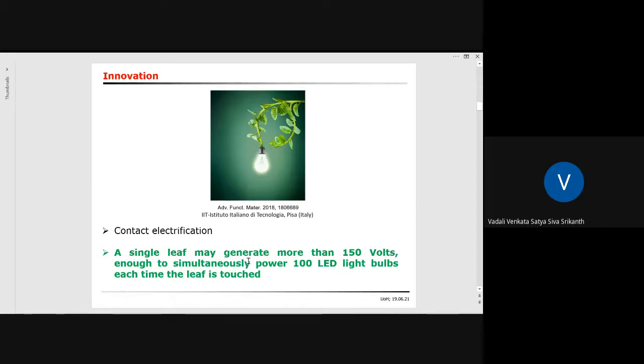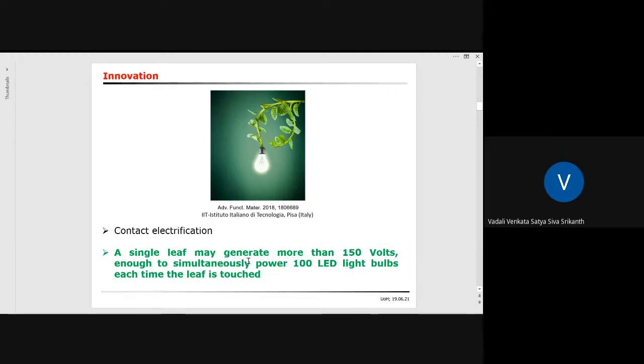It is proved now that a single leaf may generate more than 150 volts of voltage, enough to simultaneously power 100 LED light bulbs each time the leaf is touched. Suppose the wind carries mechanical energy, wind energy, touches the leaf, you generate electricity. An idea which was unique, new, novel, has now been realized to have benefits. You can get benefited from such an innovative idea.